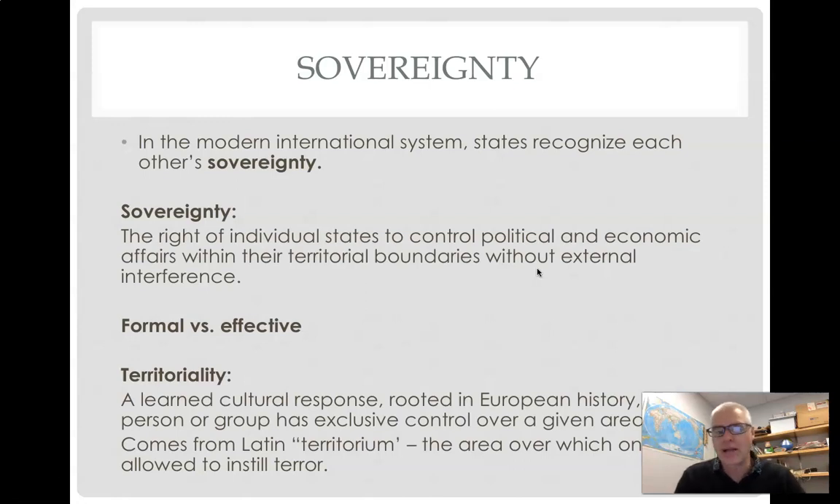And when we think about territoriality, it actually comes from the Latin word territorium, which is the area over which one is allowed to instill terror. In other words, when countries are recognizing each other's sovereignty or territoriality, it's saying you can police your people over there the way you want to. You have the right to instill terror and fear and control, and we will do that over here. And so it's a recognition, and it grows out of old Roman laws around who was allowed to instill terror and therefore control populations by fear in particular areas. So that's where this comes from.